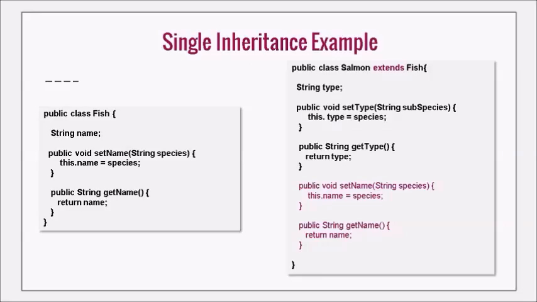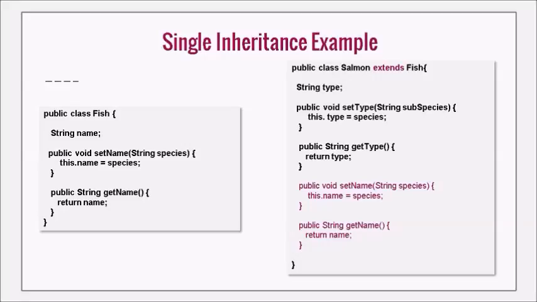Now let's see one example of single inheritance in Java. Here we can see there is a Fish class, and it has a property called name, and there are setters and getters for this property. This Fish class is inherited by Salmon. So we say public class Salmon extends Fish. That means the Salmon class is the child class and Fish is the parent class, and this Salmon class has a property called type. So we have getters and setters for the Salmon class.